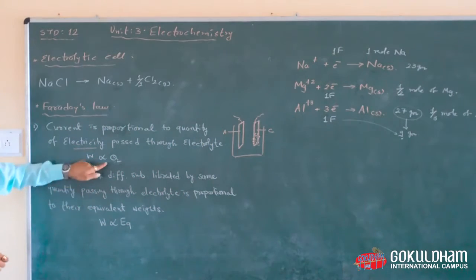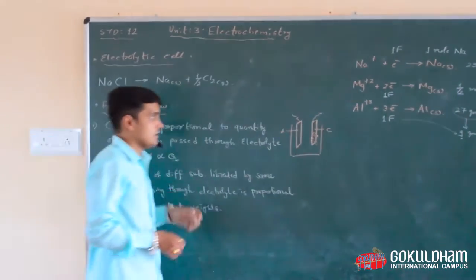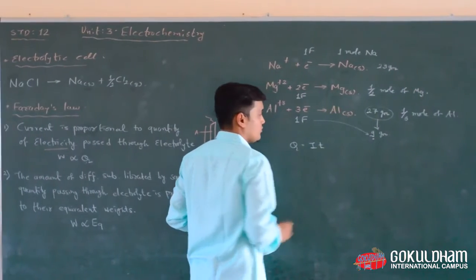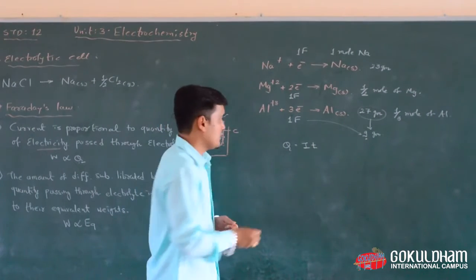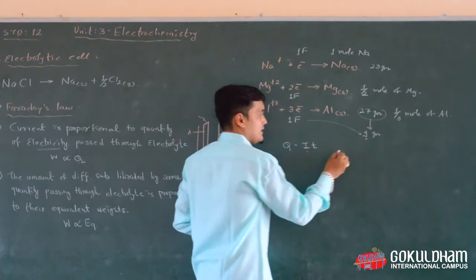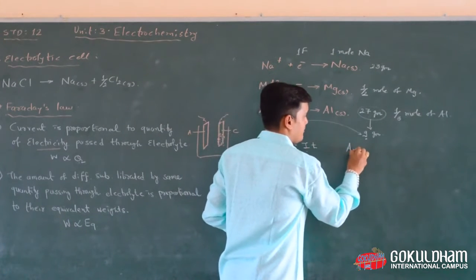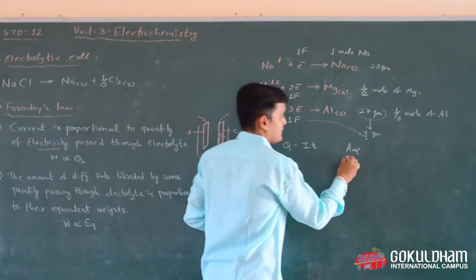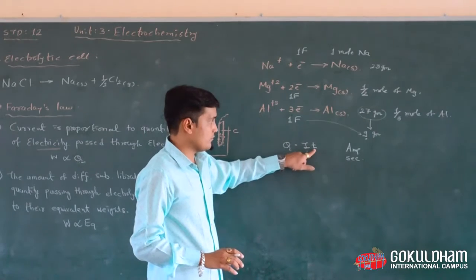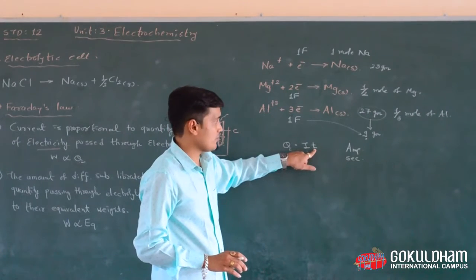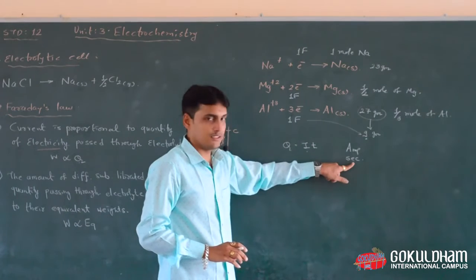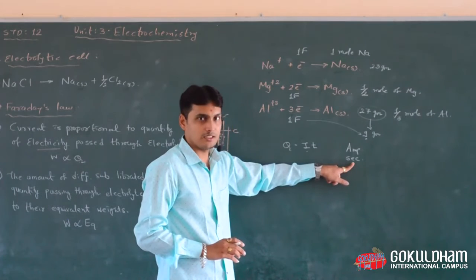Further, this quantity of electricity Q is calculated by the equation Q is equal to I into T. This I is the current, taken in ampere, and this T is taken in seconds. Whatever the time is in the format of hours, you will convert it into seconds. 1 hour is equal to 3600 seconds.